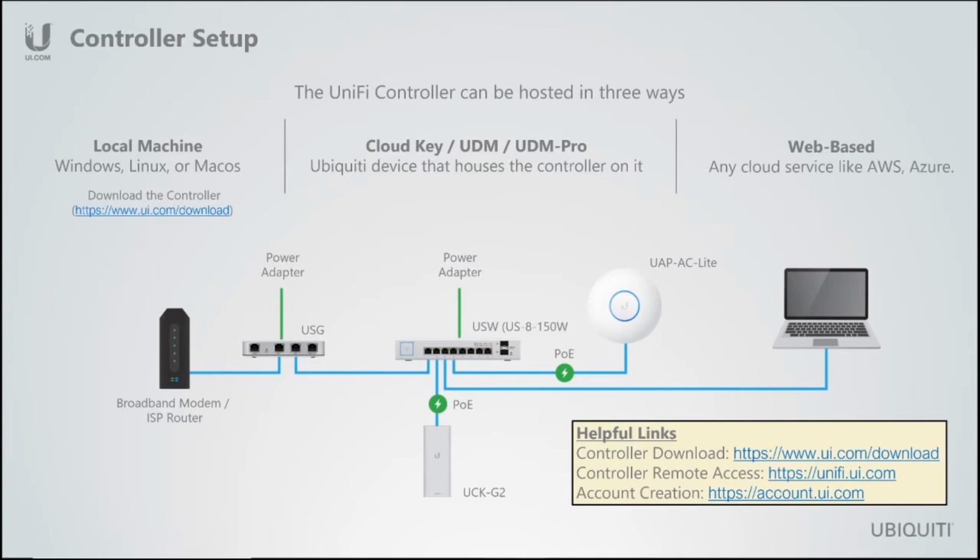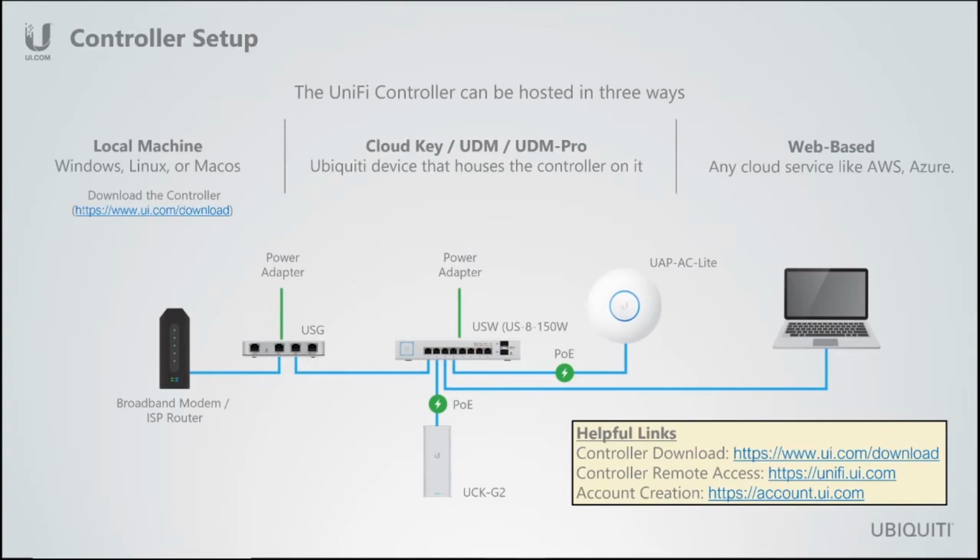This is basically a simple setup that we have created over here, which has a security gateway, a switch, an access point, and a cloud key. This cloud key is basically the heart of your Wi-Fi network or your UniFi network. It controls everything on your UniFi network. The helpful links down over there are more to do with the downloads which are available, the newer controller downloads which are available on ui.com/download.